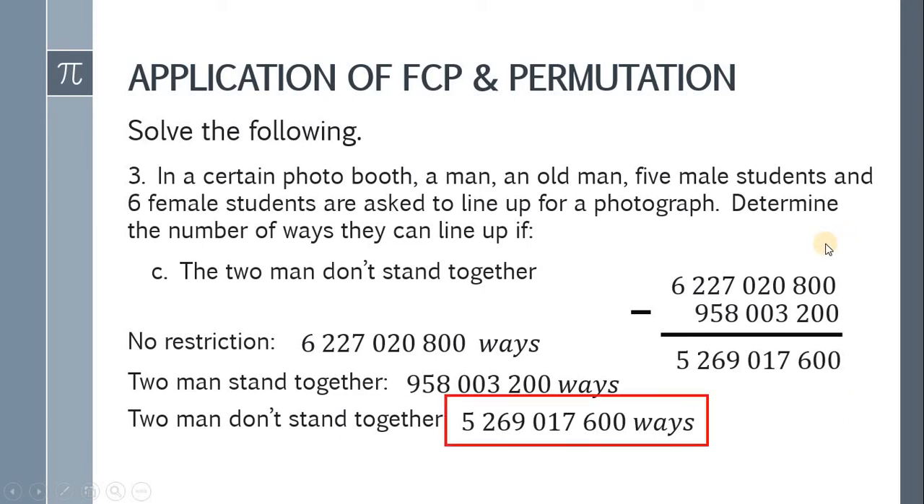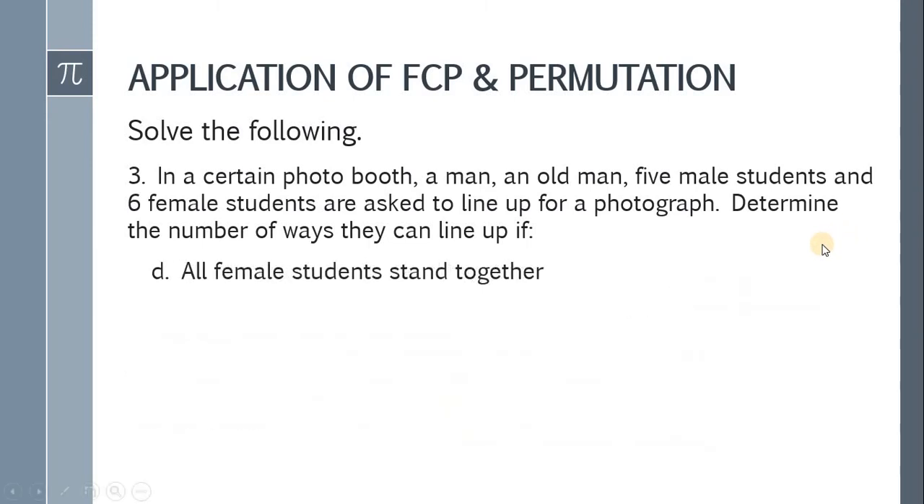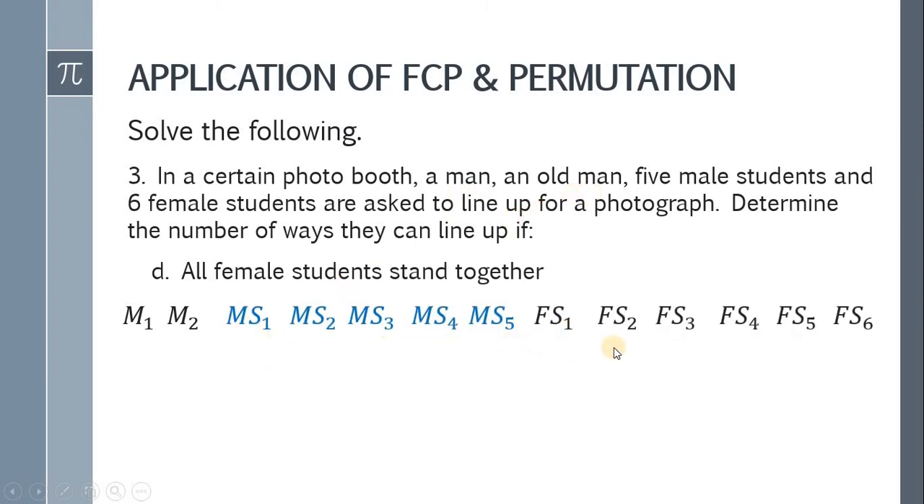Now, let's have the solution for letter D. Letter D naman, all female students stand together. So, lahat ng mga babae ay magkakatabi sa picture. So, represent ulit natin yung scenario natin. So, we have M1 and M2, yung dalawang man, isang man saka yung old man, yung 5 male students, and yung 6 na female students.